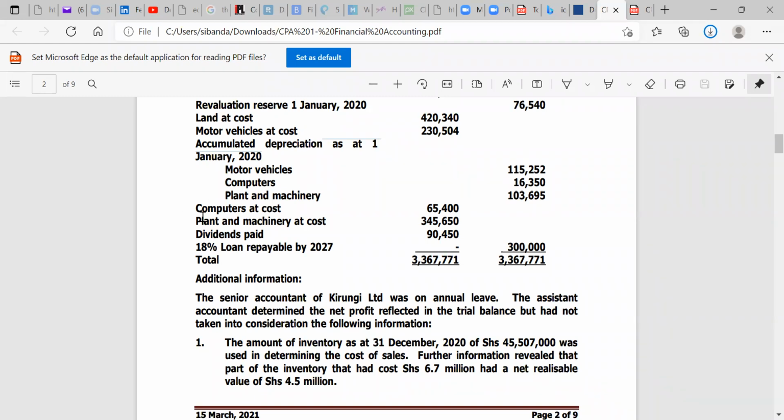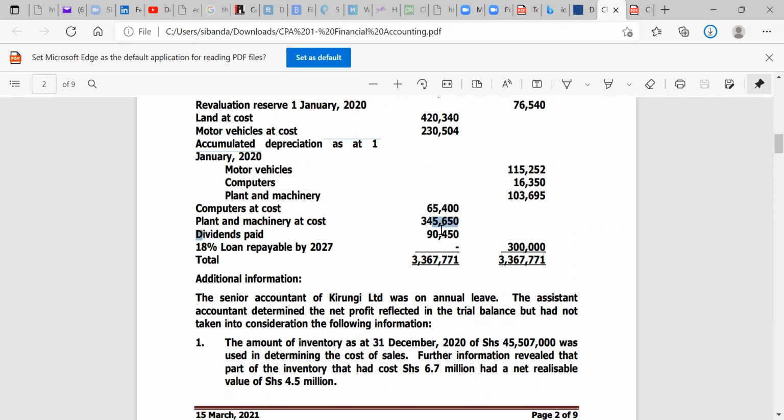And then we also have a computer at cost. Computer at cost is 65,400, as you can see. Whenever they say at cost, this is the value at which they bought the computer. But remember, we also have the accumulated depreciation, which represents to what extent this computer has depreciated. So continuously, they also give us plant and machinery at cost right there and its respective depreciation.